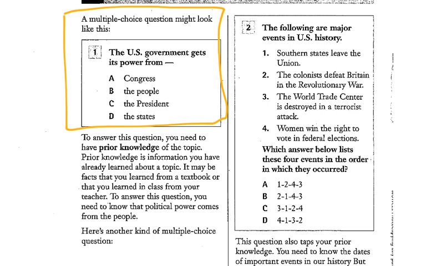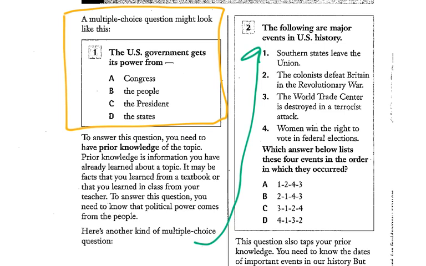Prior knowledge is information you have already learned about the topic. It may be facts you learned from a textbook or facts that you learned in class from your teacher. To answer this question, you need to know that political power comes from the people. Here's another kind of multiple choice question. So this goes up here.